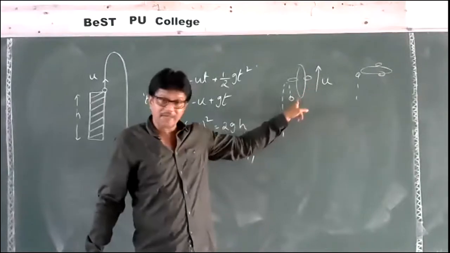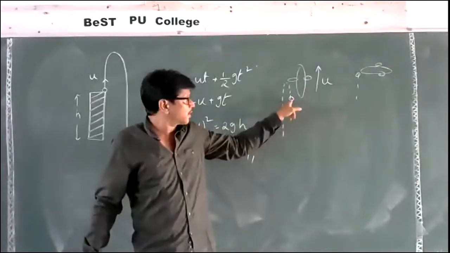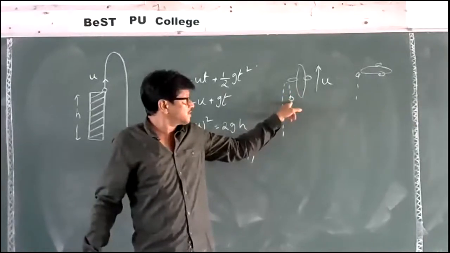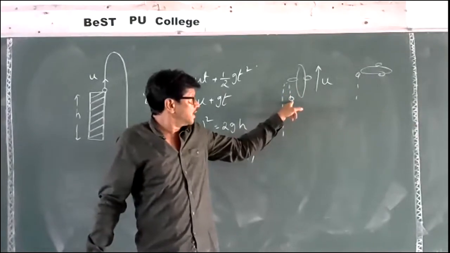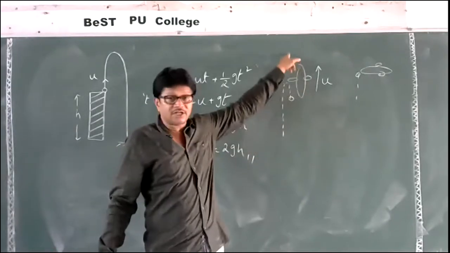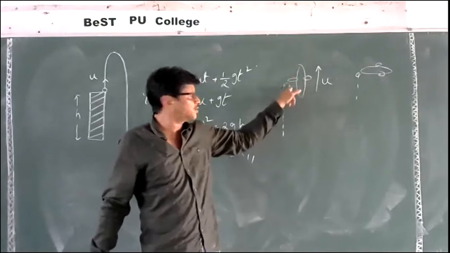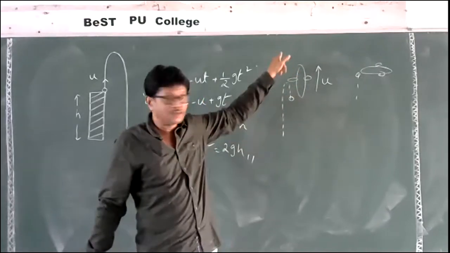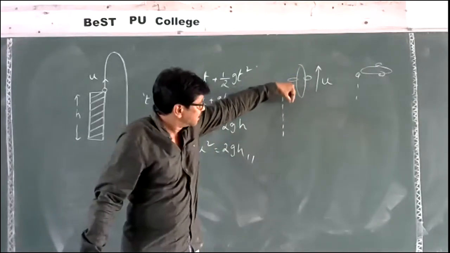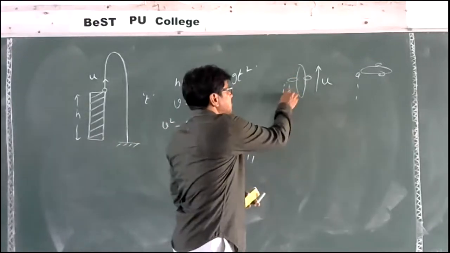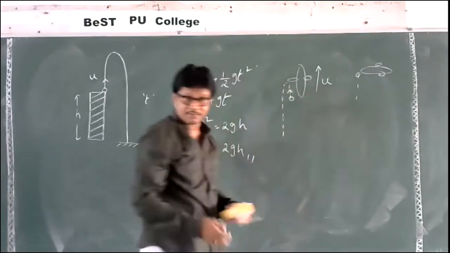So here it is also the same. Before dropping, this body has a tendency to move in this direction. Because the aeroplane is moving in this direction, this body will also have a tendency to move in this direction. So once we drop, suddenly this body will move in the same direction as that of the aeroplane.